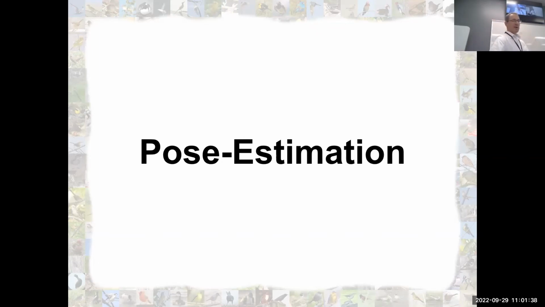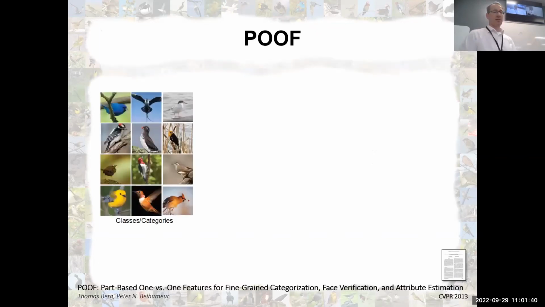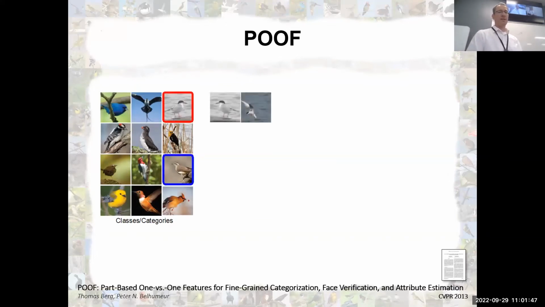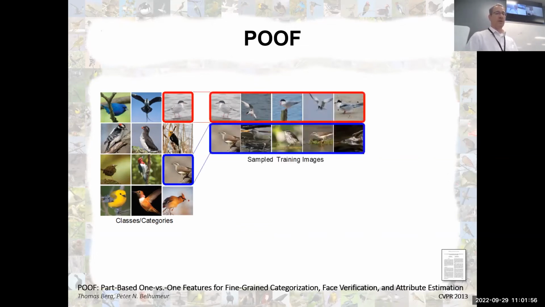So this is another work that has more to do with pose estimation. And you can see here a bunch of different bird species. There's a method called PROOF. We didn't come up with this one, but the idea was to take two different species, the red one on the top and the blue one on the bottom, and get a bunch of training data, and then look at in each of those where two different points are. So it might be the beak and the back of the head, okay?